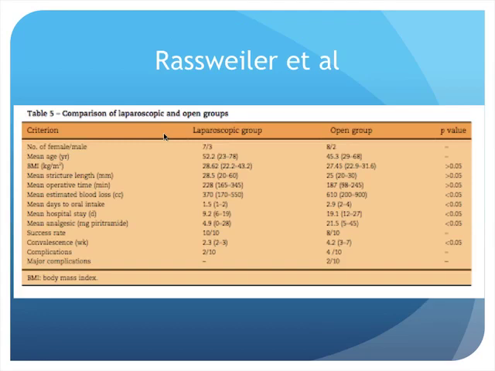So at baseline, there was no significant difference between patients. Mean stricture length was also the same, and there was no significant difference in mean operative time. However, blood loss, days to oral intake, mean length of hospital stay, and time for convalescence was significantly less.